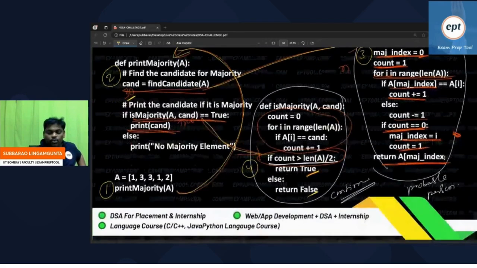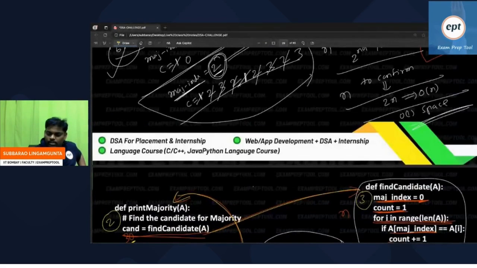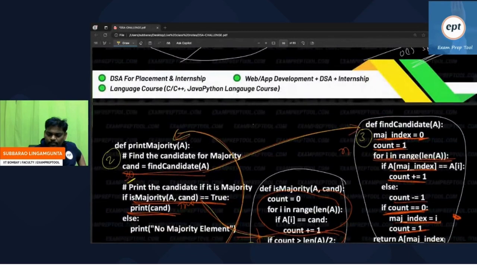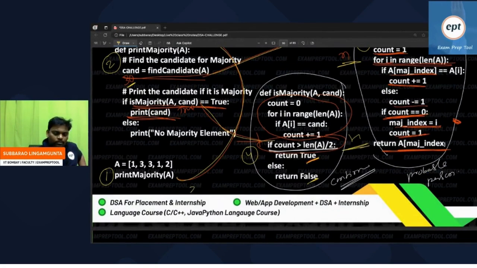That's it. This is one of the nice algorithms. Time complexity is only order of n. I already explained: this one will take n time, and this also will take one more n time. So total 2n, which is order of n. This is for time complexity. Space complexity, I am not taking anything extra.